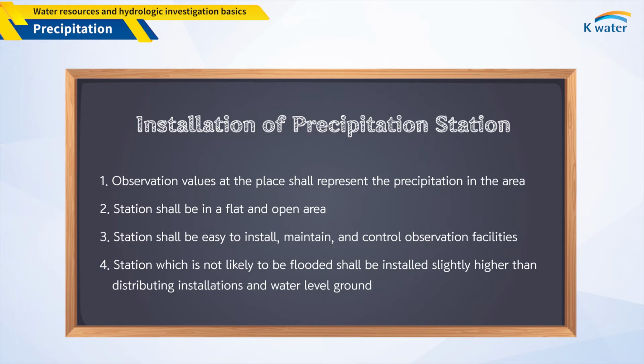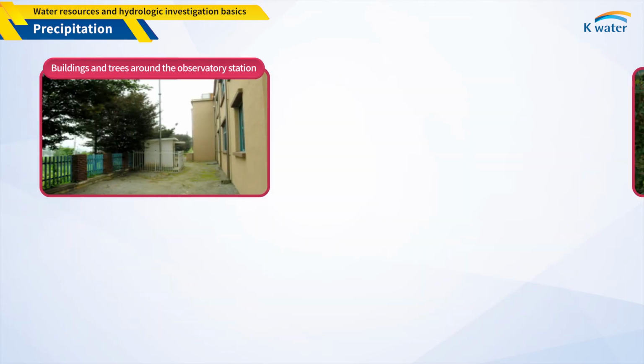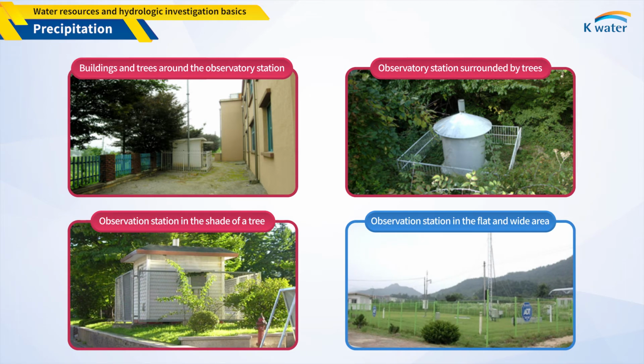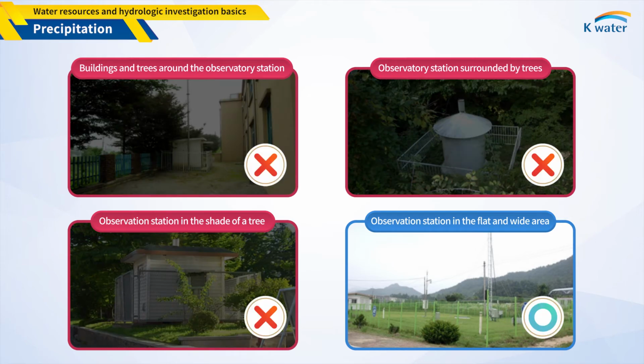Lastly, a station which is not likely to be flooded shall be installed slightly higher than a drainage facility and water level ground. Given the above conditions, the first, second, and third locations are not suitable for the observation station due to surrounding buildings or trees. And the fourth location in the flat and wide area is the most suitable.